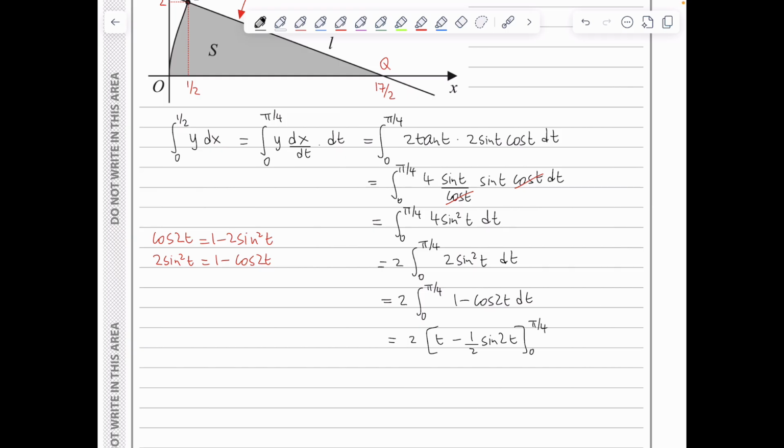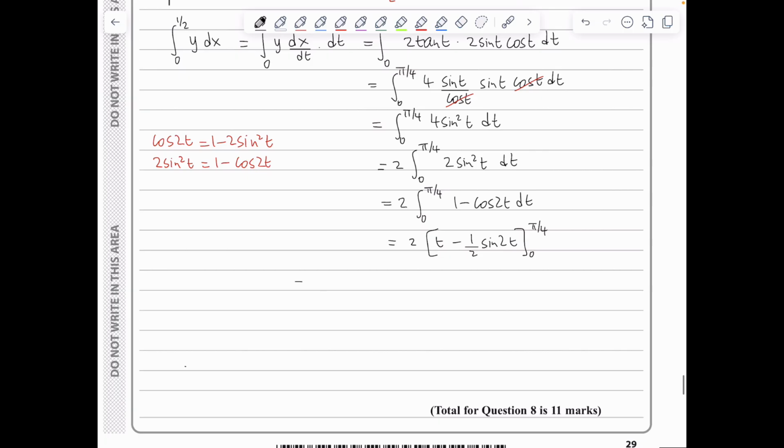And I will proceed in substituting. If I substitute the upper limit, I get 2 times pi over 4 minus a half sine of 2 pi over 4. That's the upper limit substituted. Well, if I substitute the lower limit, this is 0 and this is also 0. So this is simply going to be a 0. So all of this simplifies to pi over 2 minus 1.